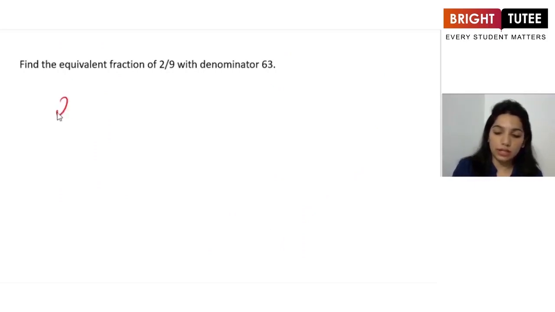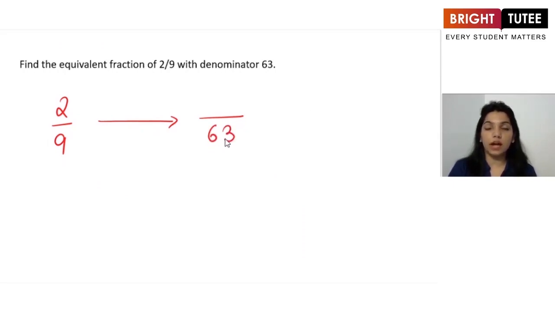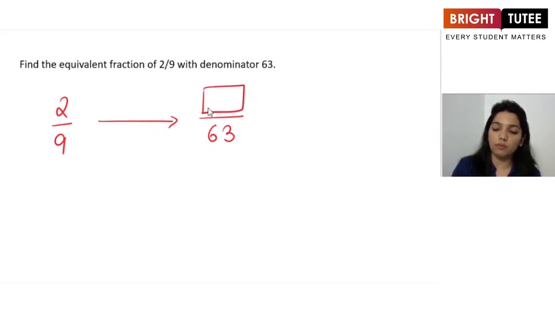Now the first thing that you should think is, are you getting bigger or are you getting smaller when you go from 9 to 63? The answer is you are getting bigger, right? So when you are getting bigger, would you think about multiplying or dividing?